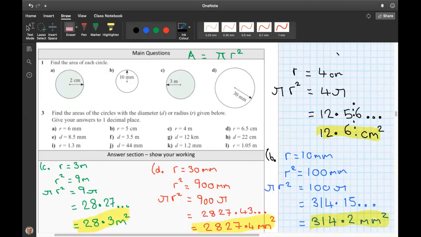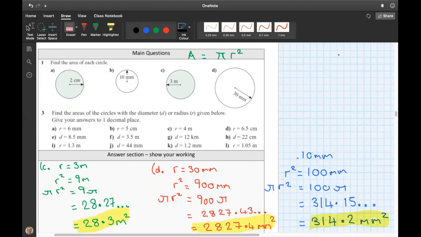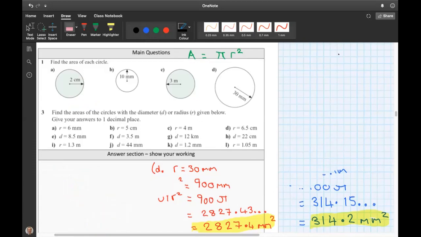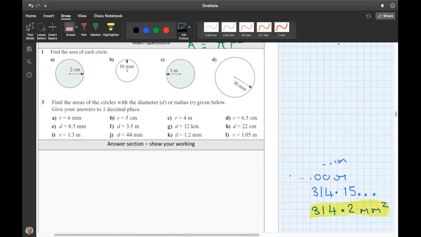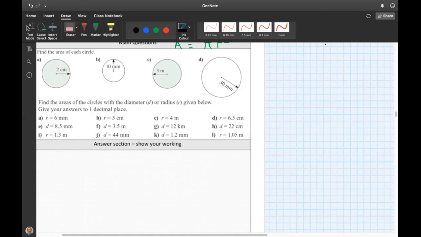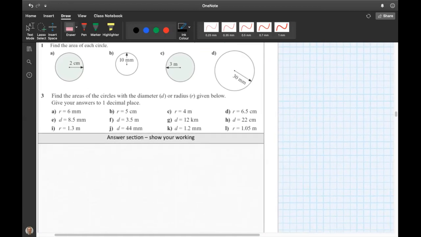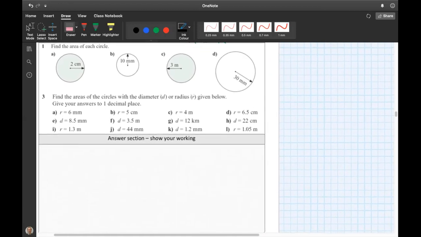And next, we're going to have a go at question 3. The start of question 3 is very, very similar to question 1. They just have not drawn the circular diagrams. If you find it helpful, by all means, sketch out a circle and label your radius on there, just to ensure you don't forget. Okay then, so 3A, let's have a look at this.